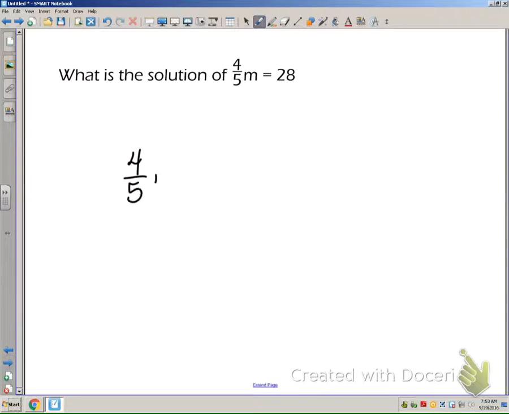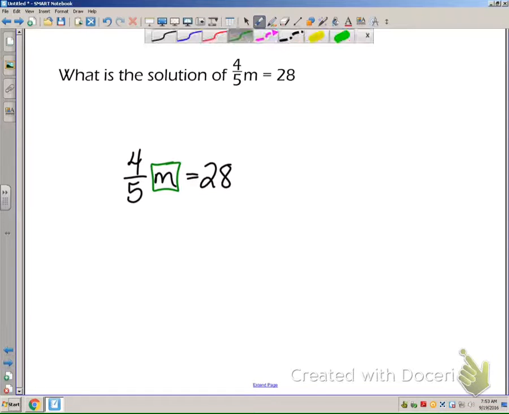4/5 m equals 28. So I go in and I find the variable that I want to isolate. I want to isolate m. I want to get it all by itself. That means I have to get rid of this 4/5 here. Well, that problem just said I can multiply by the reciprocal to get rid of it. So I'm going to multiply by 5 over 4.